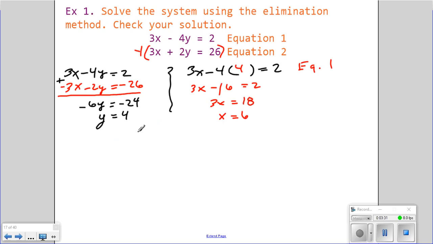So the solution to the system is 6, 4. Always put x before y. Don't forget that, folks. Always put x before y and write it as a coordinate or ordered pair. So now we must check our solutions.